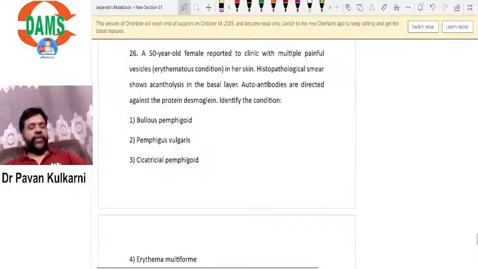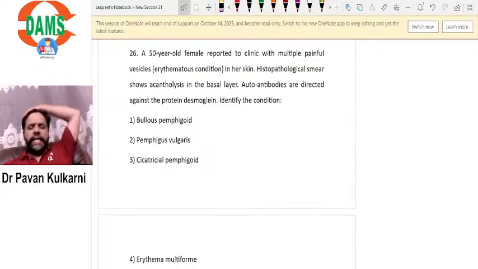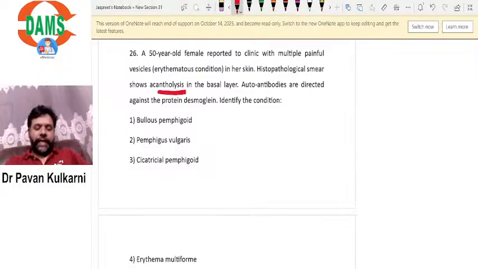So let us move on to the next question here. 26th question. A 50-year-old female reported to a clinic with multiple painful vesicles and erythematous condition in her skin. Histopathological smear showed acantholysis in the basal layer.